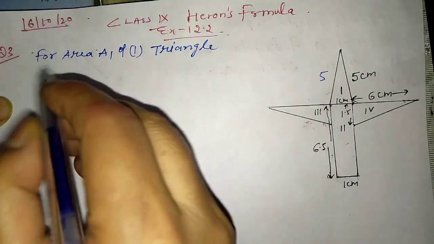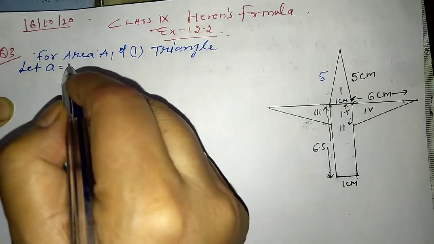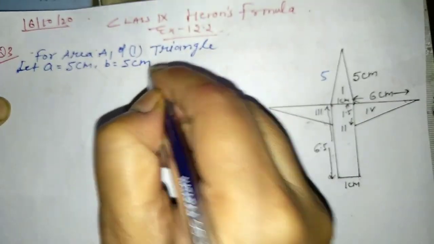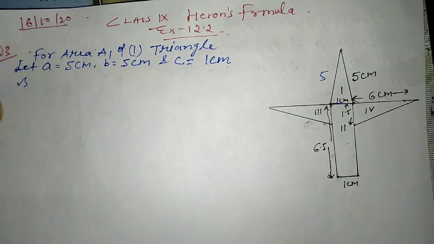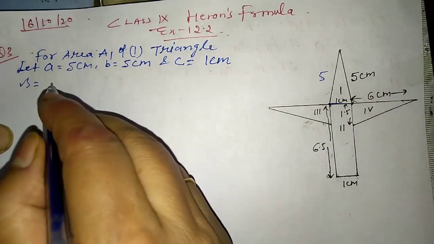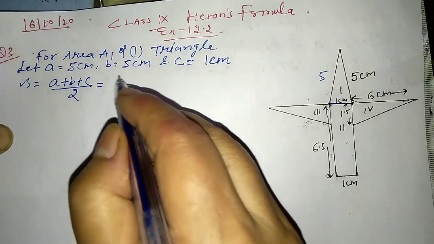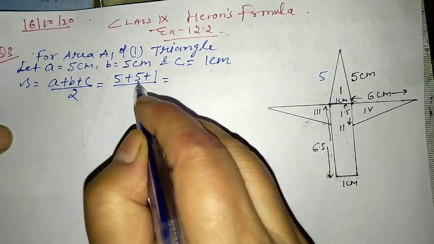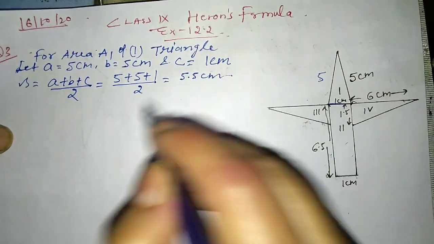For that, suppose A is equal to 5 centimeter, B is also equal to 5 centimeter, and C is equal to 1 centimeter. So Heron's formula we can apply. First we have to find S. S is equal to A plus B plus C divided by 2. 5 plus 5 plus 1 divided by 2, that is 10 plus 1, 11 by 2, that is 5.5 centimeter.